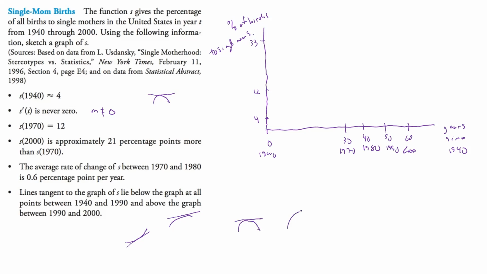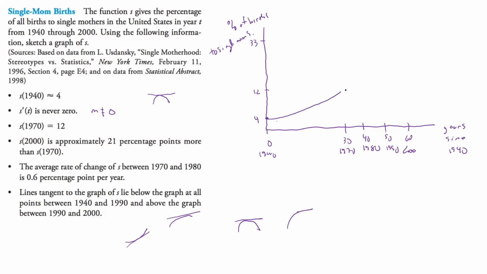It's just going to be kind of a gradual turning point, not a big one, because otherwise we'll get a slope of 0, and that's one of the reasons it says we can't have a slope of 0. So from 70 to 80, it's 0.6 percentage points per year. We're going to say from here to about there is like that.